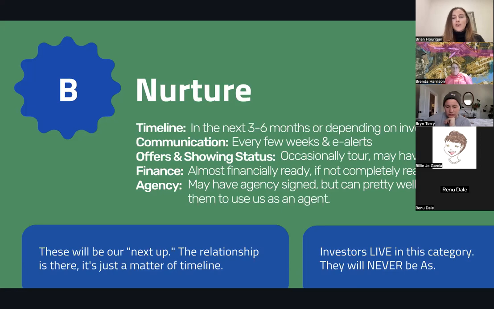I would like to remind you that investors will live in this category. They can be a B+, but they will never be an A, right? We can never truly count on them because they are not truly motivated. There's nothing emotionally tethering them to this. They very well could be, like I said before, a 1031 exchange where they have a specific timeline. But even then, right, there's no emotional tie to a house when they walk in.